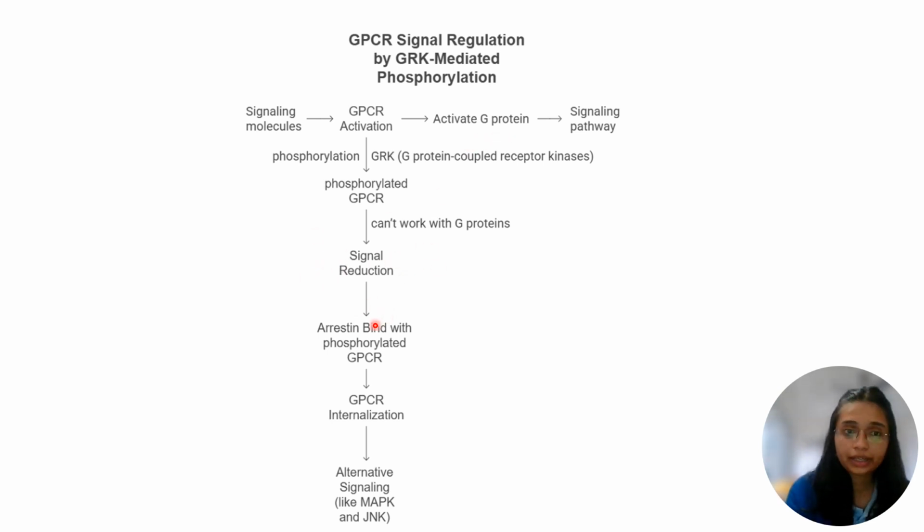On top of that, the arrestin protein comes and binds with this phosphorylated GPCR, which helps in internalization of this GPCR. In this way, the GPCR goes inside the cell and is no longer available for the signaling molecule. When it is present inside the cell, it cannot work with the G protein, but it can start alternative signaling pathways such as MAPK and JNK. In this way, GPCR gets controlled through GRK and arrestin proteins.